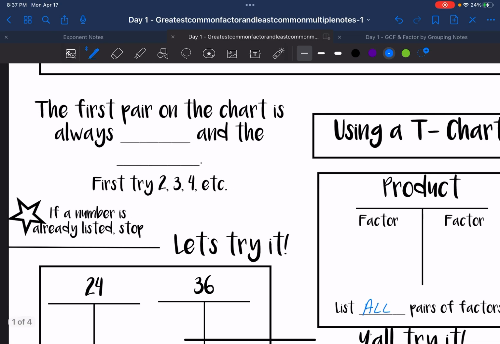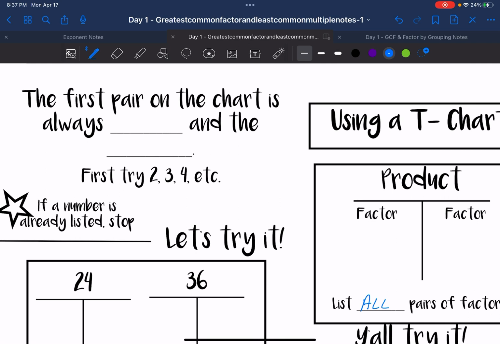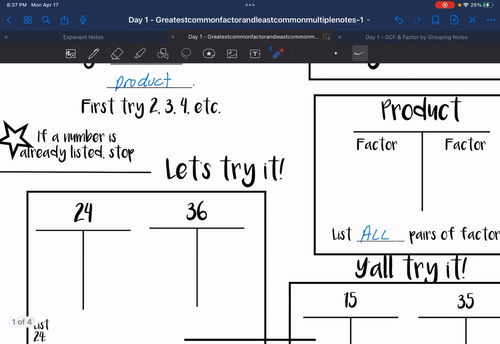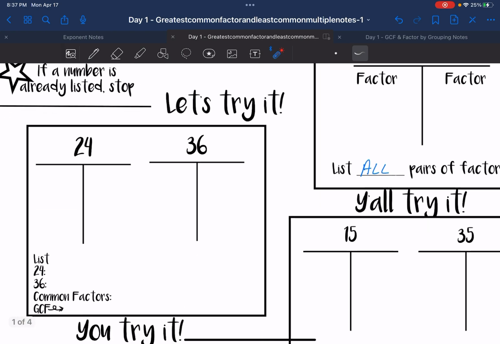When I'm looking at the chart, the first pair that you are going to see is always the number 1 and the product, right? 1 times any number is that number. And then as I go down the chart, I'm going to try 2, 3, 4, and see what numbers fit when I multiply two numbers together into the product, the number listed at the top. Okay, so let's try this.